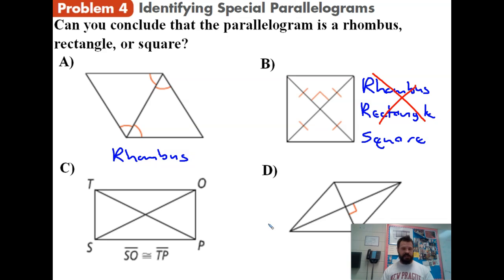All right, moving on to C. C is pretty straightforward. We're not given any markings in the picture, but it just says flat out that SO, one of the diagonals, is congruent to TP, the other diagonal. Okay, if the diagonals are congruent, we know it is a rectangle. And for the last one, part D, once again we have diagonals that are perpendicular to each other. They come together at a right angle. That is a property of a rhombus. So we'll call this one a rhombus.